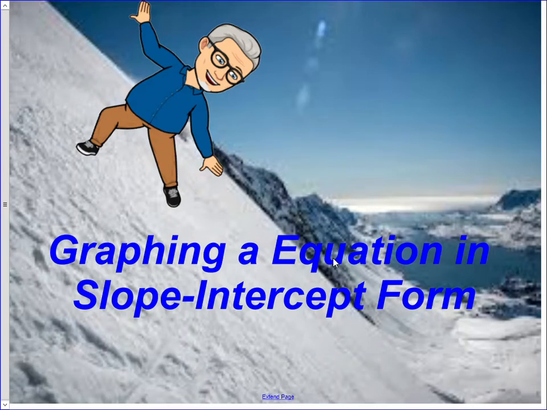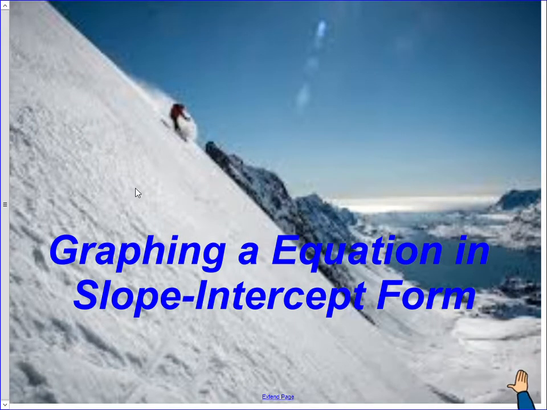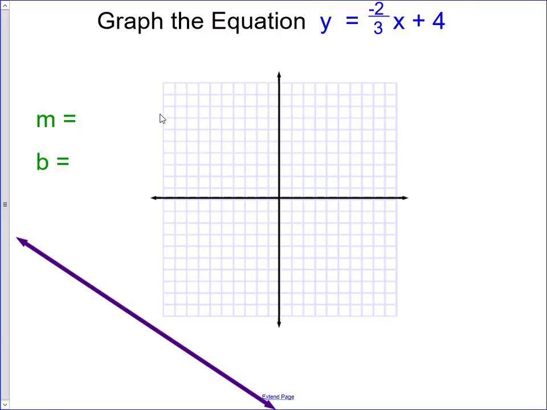Let's talk a little bit about graphing an equation when it's in slope-intercept form. So let's just slide right into it, shall we? We're given the equation y is equal to negative 2/3 x plus 4. Now the first thing we need to do is identify our slope and our y-intercept. Well, our slope would be negative 2 over 3, and our y-intercept is positive 4.